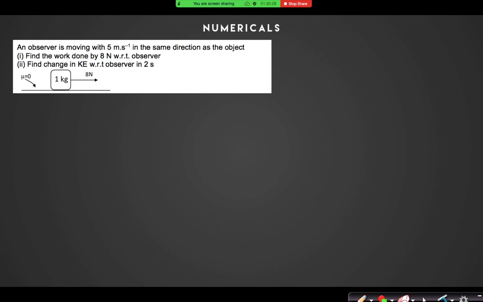Look here, an observer is moving with 5 meter per second in the same direction as the object is moving. What is the work done by the 8 Newton force with respect to the observer, and what is the change in kinetic energy with respect to the observer? Both you have to find in a 2-second time interval. Very simple question.